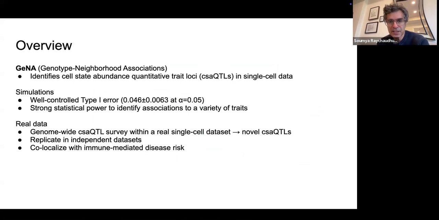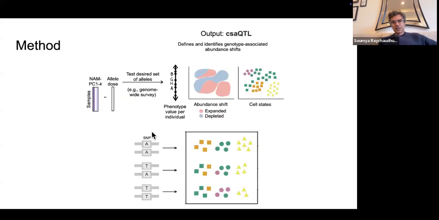So GeNA identifies cell state abundance quantitative trait loci in single cell data. I won't present this in great detail, but it has a well-controlled type 1 error, and has a good statistical power. And here I'm going to talk about how we applied it to a real data set, this real data set of the 1K, and we tried to replicate our results in independent data sets. And in some cases, we found examples of alleles that colocalize with immune-mediated diseases.